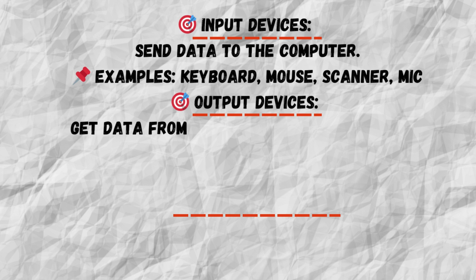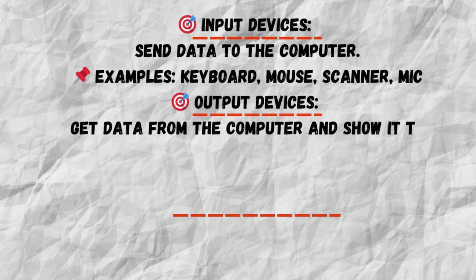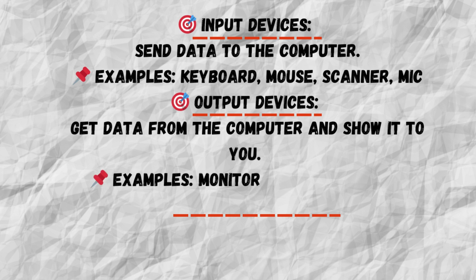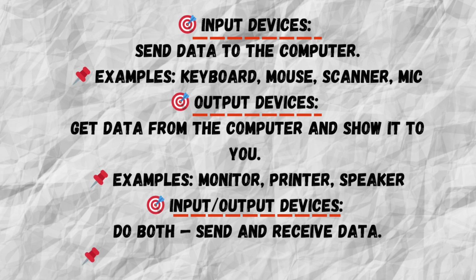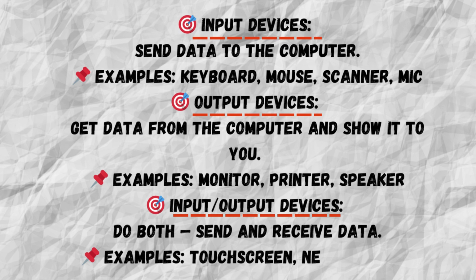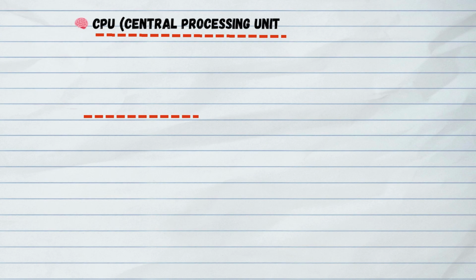Output devices get data from the computer and show it to you. Examples: monitor, printer, speaker. Input/output devices do both, send and receive data. Examples: touch screen, network card.